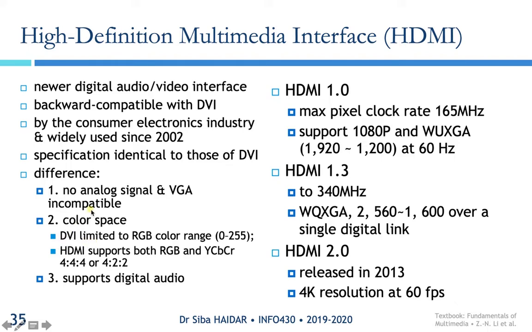The color space is also different. In the DVI, the previous connector, it was limited to RGB. In HDMI, it supports RGB and YCbCr, with the subsampling schemes 4:4:4 and 4:2:2. And it supports digital audio. There are several versions: HDMI 1, HDMI 2, and so on.